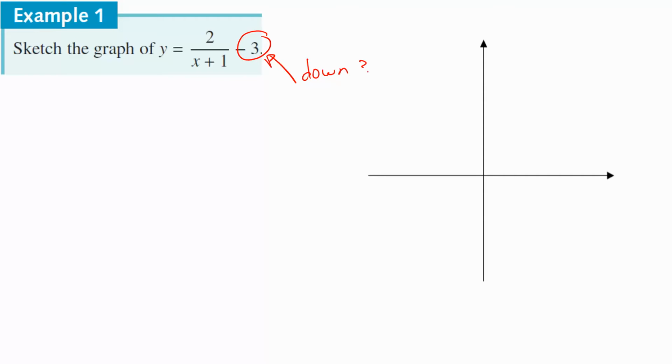Trent, what does the x plus 1 do? It moves left 1. Moves left by 1. Fantastic. How do you know again? Let x plus 1 equal to 0. Solve for x. You can tell that's a left by 1.